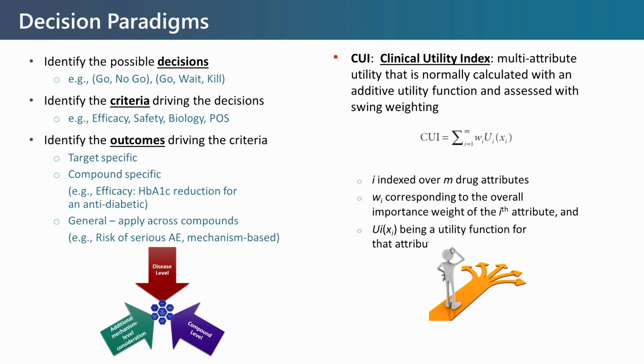Another novel concept which is tied to drug development applications for decision analytic tools is the concept of clinical utility index. It's part of the multi-attribute utility function. It is calculated with an additive utility function and assessed with swing weighting. It depends upon drug attributes. It depends upon correspondence to the overall importance weight of the ith attribute, as well as the utility function for that attribute.